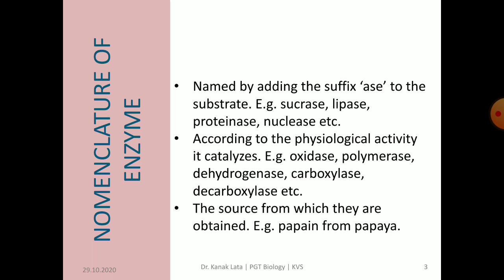It is also named according to the physiological activity it catalyzes. For example, oxidase, polymerase, dehydrogenase, carboxylase, decarboxylase, etc. Some enzymes are also named after the source from which they are obtained. For example, the enzyme papain is obtained from papaya.